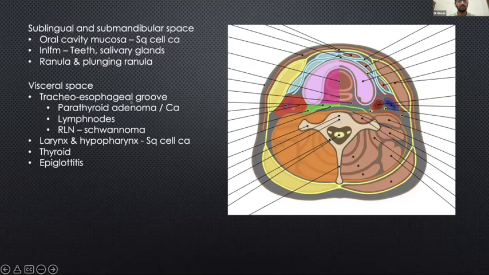And then we have the visceral space, where the tracheoesophageal groove encloses the parathyroid glands. So parathyroid adenoma and any lymph node. And then the recurrent laryngeal nerve, from which you can get a schwannoma. And then squamous cell carcinoma of the larynx and hypopharynx, thyroid lesions, and epiglottitis are a possibility.